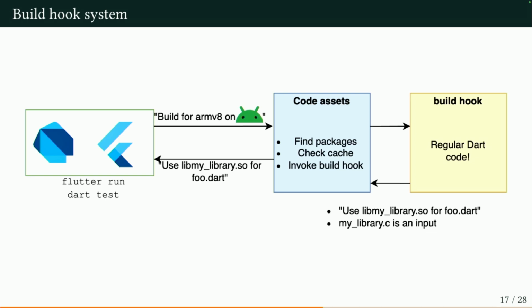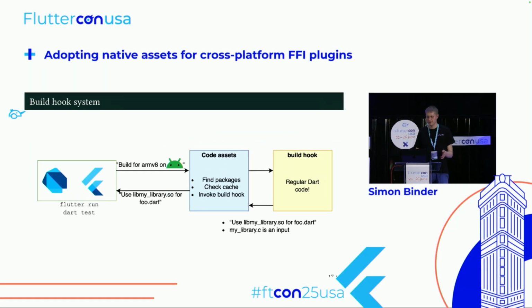And because a build hook is just regular Dart code, it can do whatever it wants with that information, right? So it could find a library to link from the file system. It could shell out to a C compiler and just compile it for the target platform on demand. But whatever it does, in the end, it will tell the code asset system what it did, right? So for instance, it might say, okay, here's this library which I've just created for you. And so it will have a .so ending because Android is Linux.